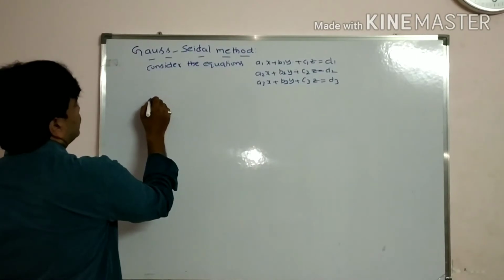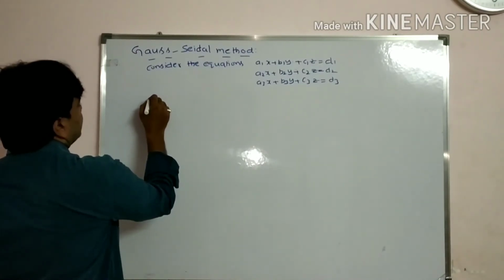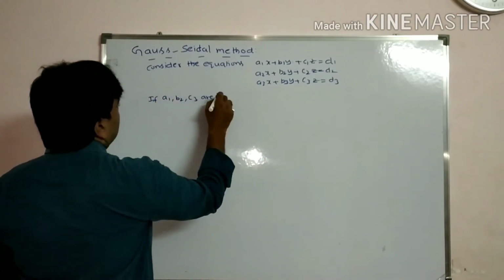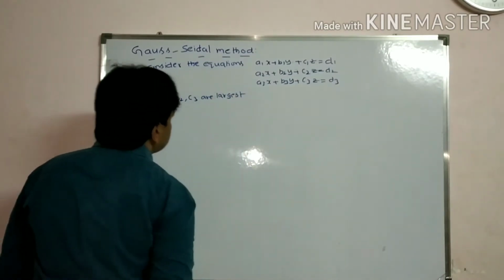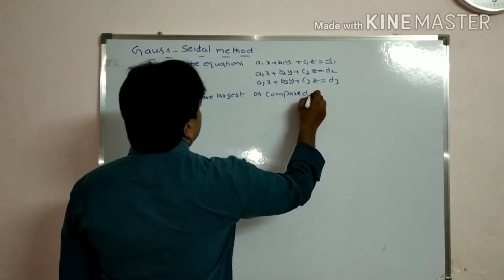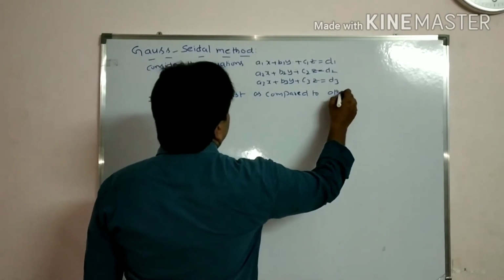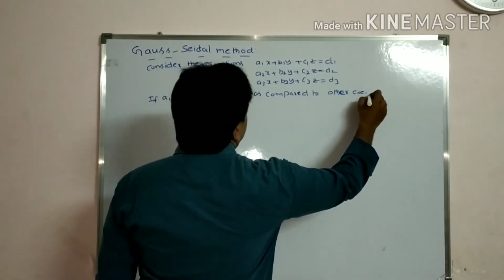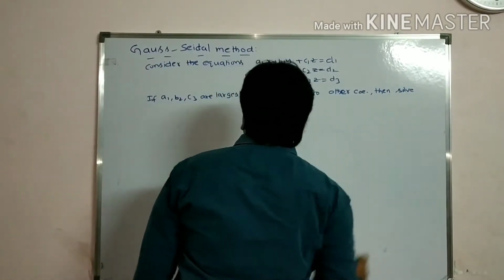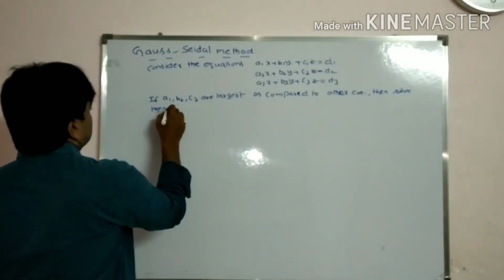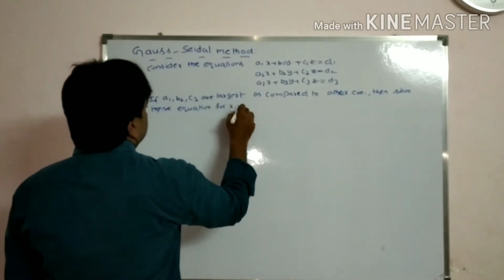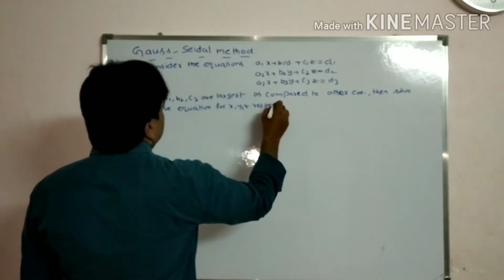So if a1, b2, c3 are largest as compared to the other coefficients, then solve these equations for x, y, z respectively.